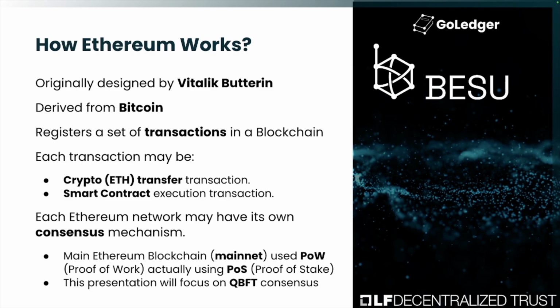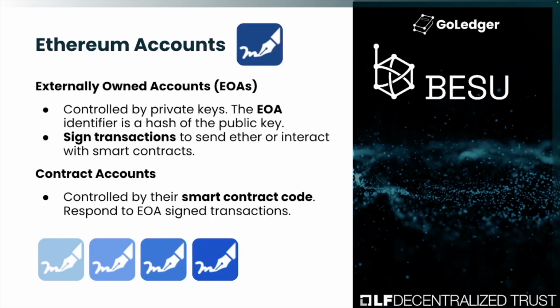What makes Ethereum unique is that each network can operate with its own consensus mechanism. For example, Ethereum mainnet initially used proof of work, but has since transitioned to proof of stake to enhance efficiency and sustainability. In this presentation, however, we will focus on the QBFT consensus mechanism, a specialized protocol designed for private Ethereum networks.